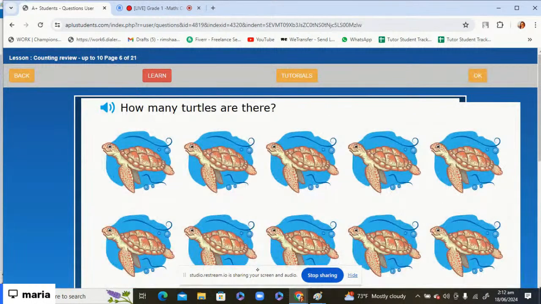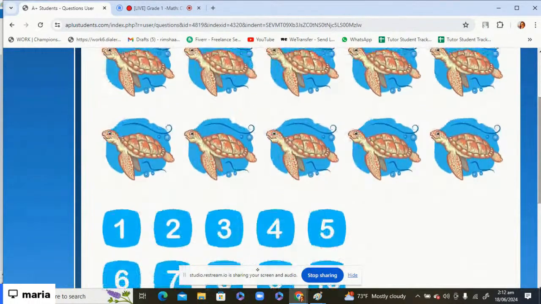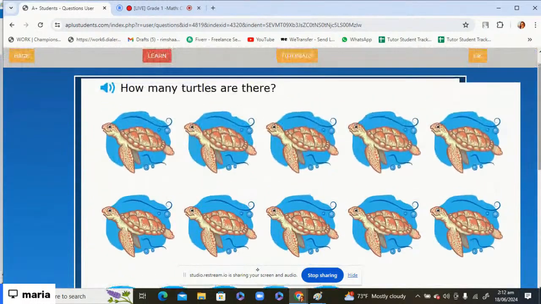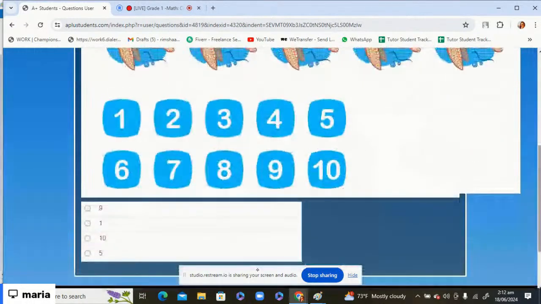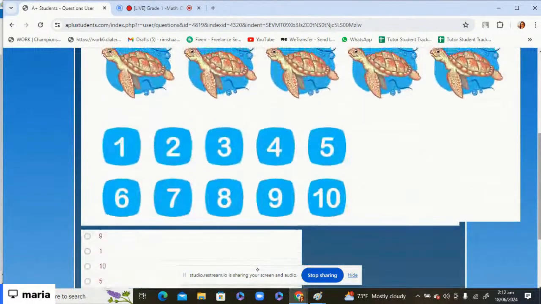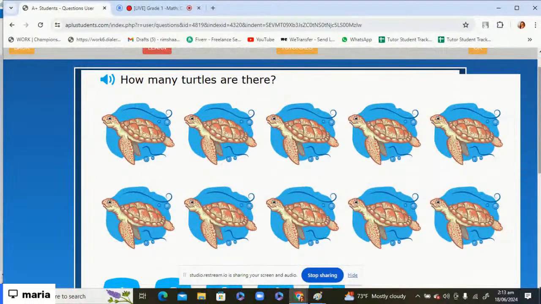Okay, so how many tortillas are there? Count it and then you tell me. Okay, then you guys tell me how many total of it. It's 9, it's 1, it's 10, or it's 5. Someone says it's 10. No, it's not 5. 5 is not the answer. It's 9 or it's 10. You guys think about it and then tell me the answer.